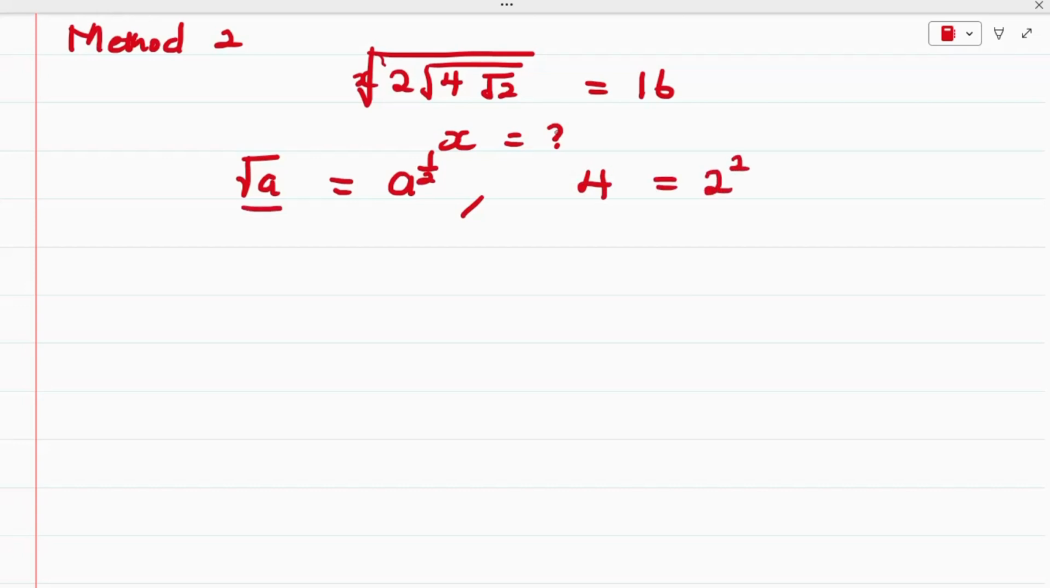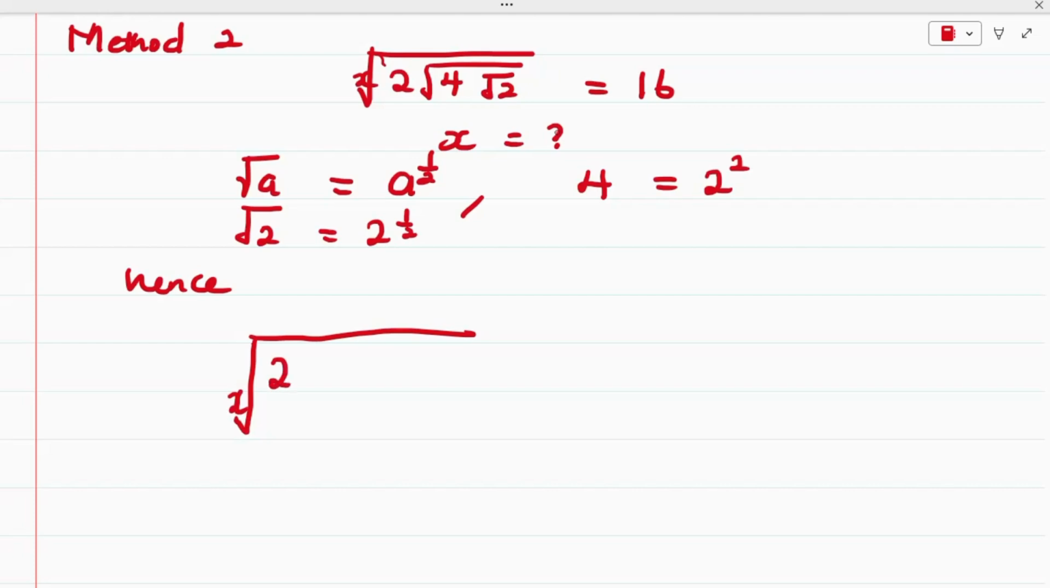So from here we have that the square root of 2 is the same thing as 2 raised to the power of 1 over 2. Hence, we can easily rewrite the equation to be the x root of 2 into the square root.